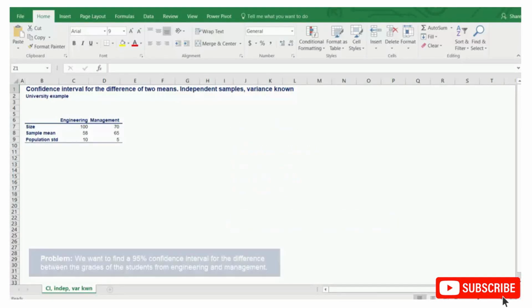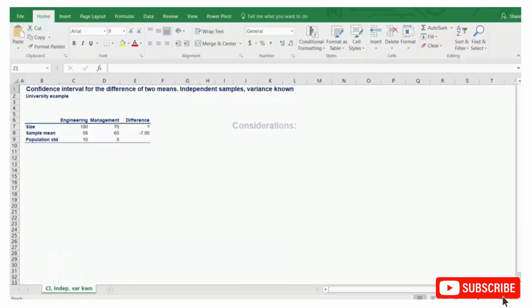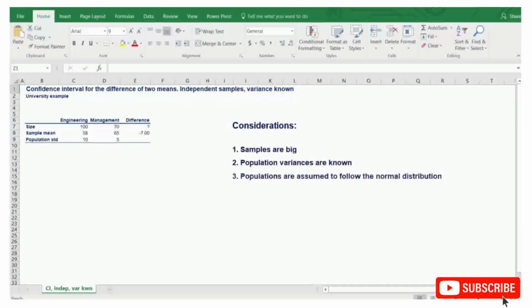Alright, what are we testing? We want to find a 95% confidence interval for the difference between the grades of the students from engineering and management. As with every confidence interval, we must identify the test statistic. Samples are big, population variances are known, and populations are assumed to follow the normal distribution. All this information points us to the z statistic instead of the t.